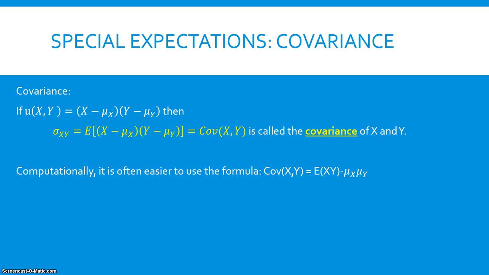Computationally, it's often easier to use a formula that the covariance of x and y is equal to the expected value of x times y minus the mean of x times the mean of y. And that formula is derived in the book. I'm not going to show the derivation here because it is a little time consuming, but I am going to do an example using each of these formulas to calculate the covariance.